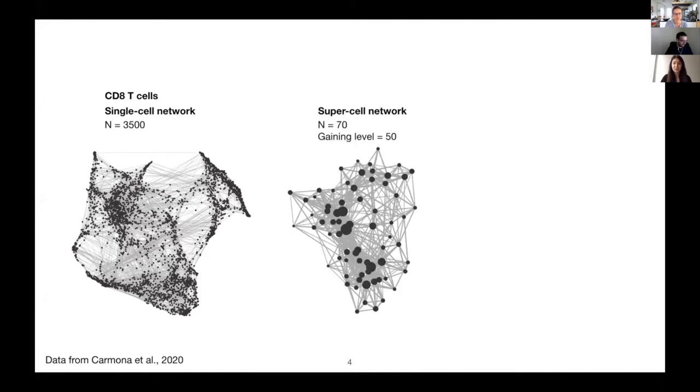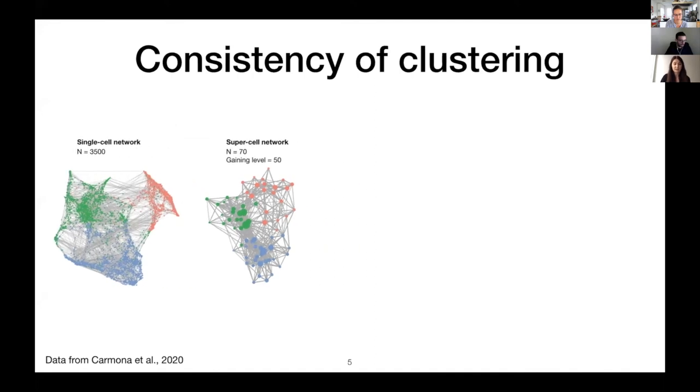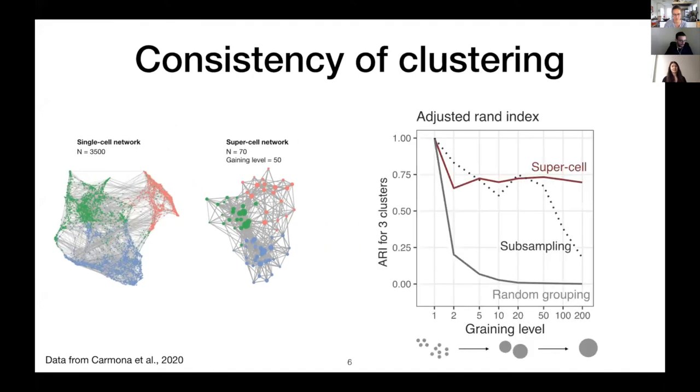And here you can see a simplified version of this network, a network of supercells at a gamma level of 50, which basically means that we have 50 times fewer supercells in this dataset than single cells in the initial dataset. So the first step of the downstream analysis is usually clustering. So let's just cluster those two datasets. From this plot, we can see that the clusterings are quite similar, but let's investigate this in a more systematic way.